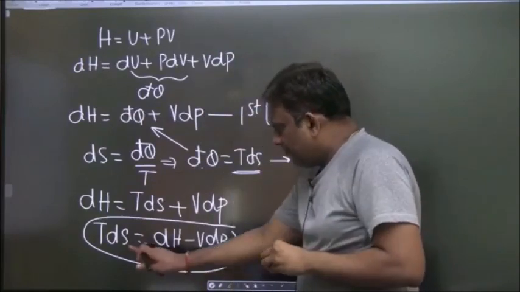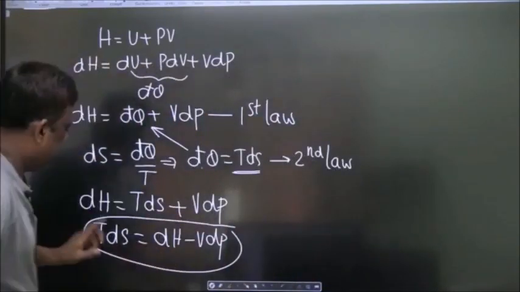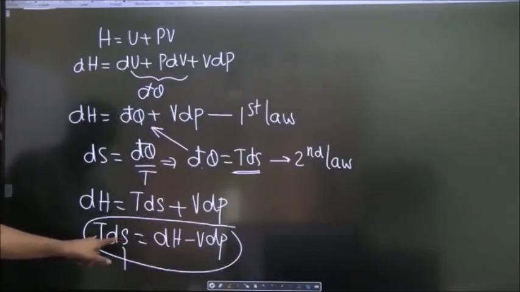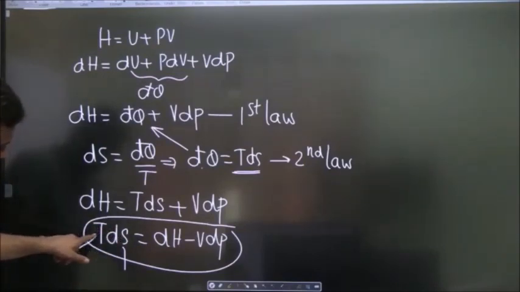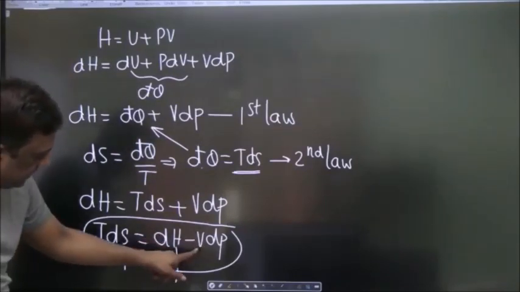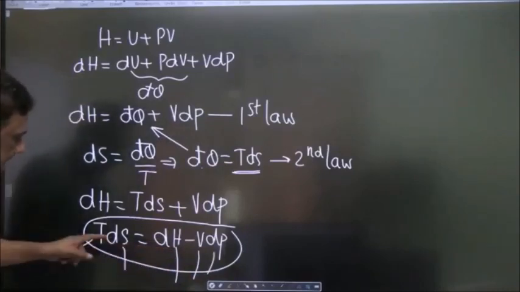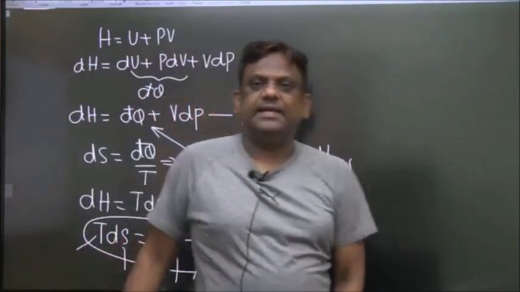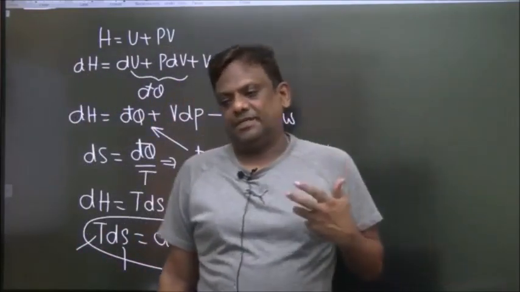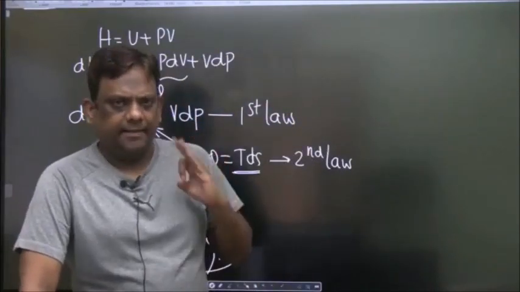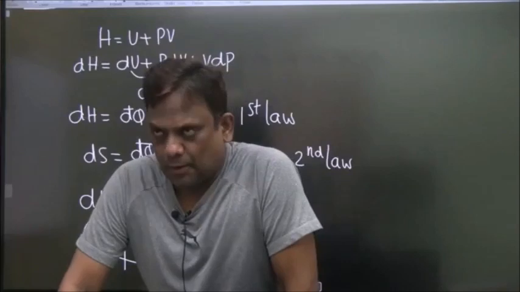Now let us see for what processes this is used. Temperature is a property. Entropy is a property. Don't write d as a property, ds is change in entropy. Enthalpy is a property, dH is the difference in enthalpy. Volume is a property. Pressure is a property. Again, this equation is connecting various properties.